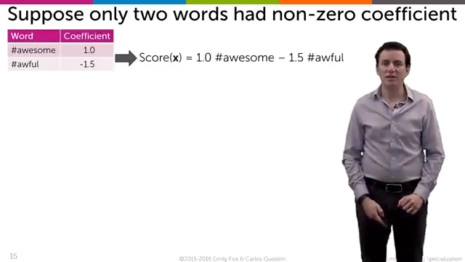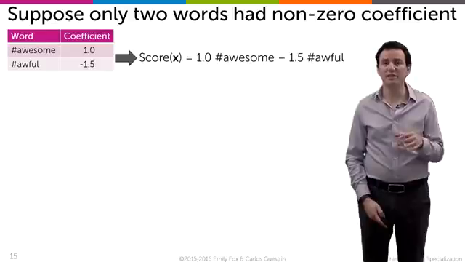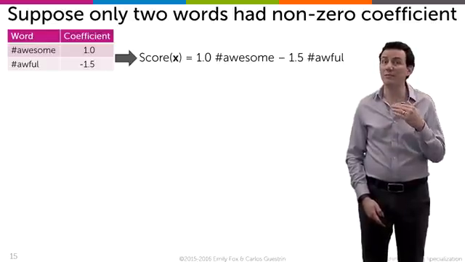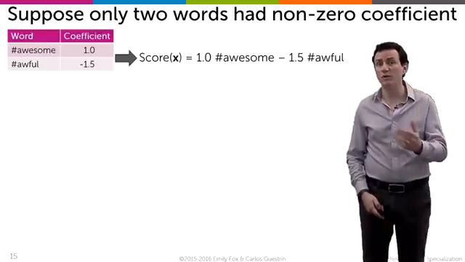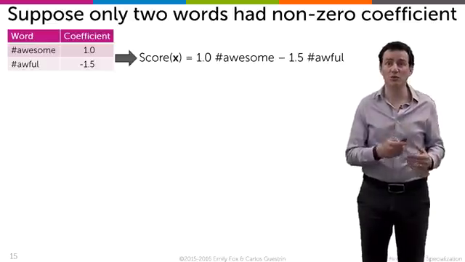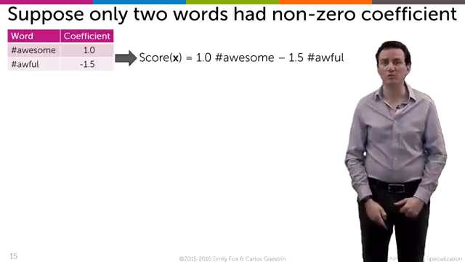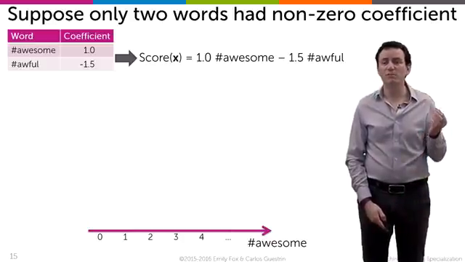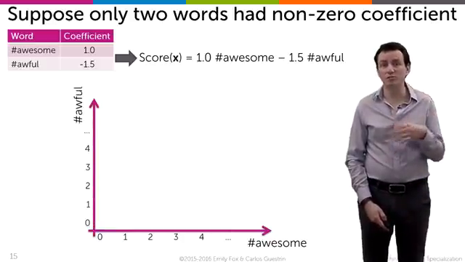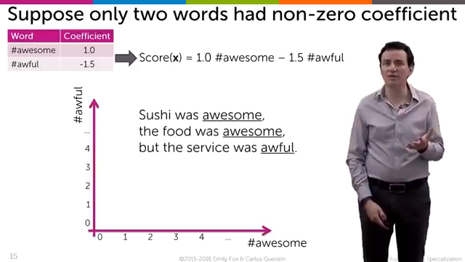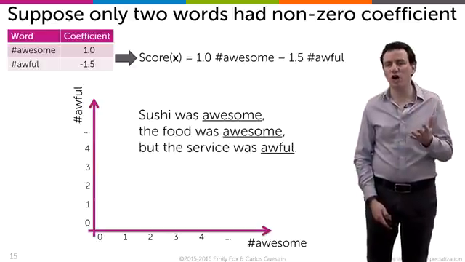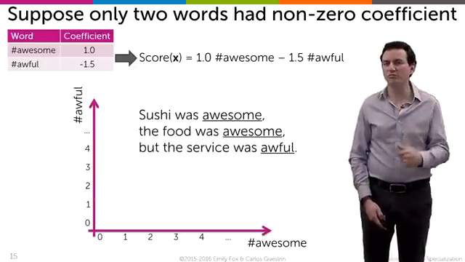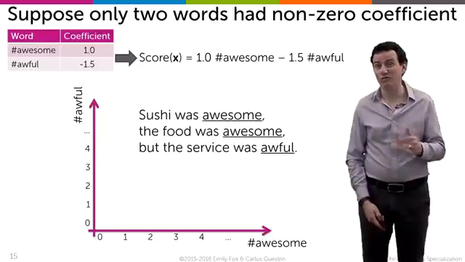So what does that mean? That means that the score of any sentence is 1.0 times the number of times the word awesome shows up, minus 1.5 times the number of times the word awful shows up. So let's plot that into a graph, which depends for every sentence on the number of awesomes and the number of awfuls. So for example, for the sentence, the sushi was awesome, the food was awesome, but the service was awful.